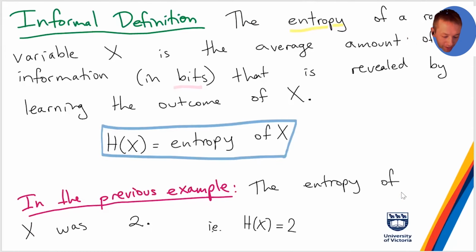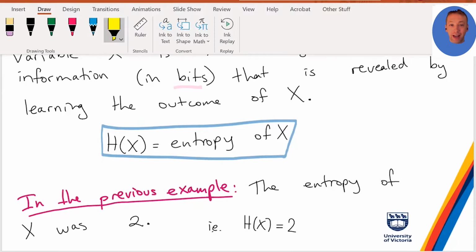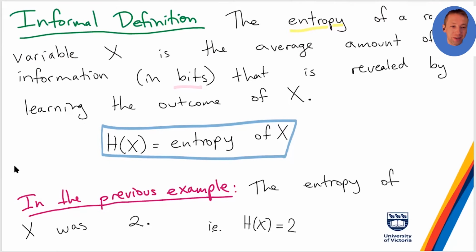So, kind of informally, the definition of entropy is as follows. If I have a random variable x, then the entropy of x is the average amount of information, in bits, that is revealed by learning the outcome of x. In that example, we kind of built it up in a way that made it clear what this means.